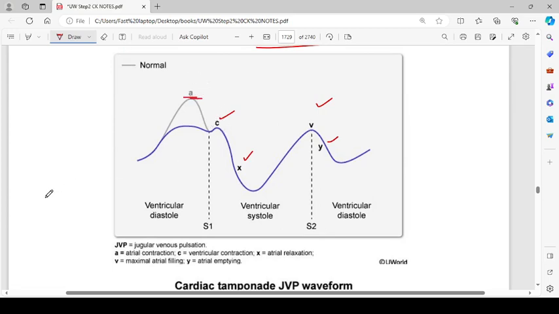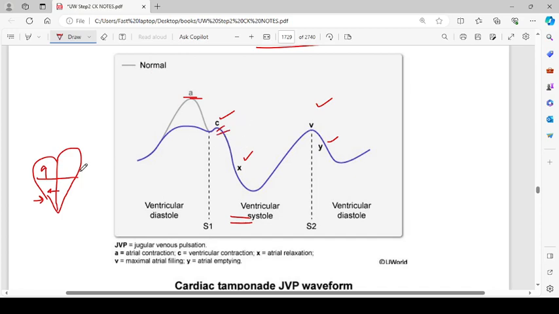The C wave means, suppose this is the heart. Okay, my PDF is not cooperating. Yeah, this is the heart, and these are the atria and ventricles. So during ventricular systole, when the ventricles start contracting, the tricuspid valve is pushed upwards into the atria. That slight tricuspid movement into the atria creates this C wave.